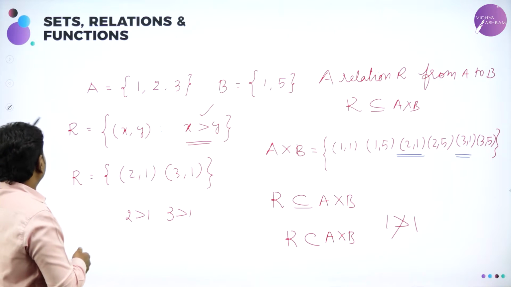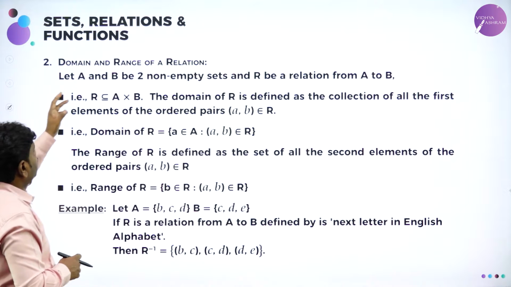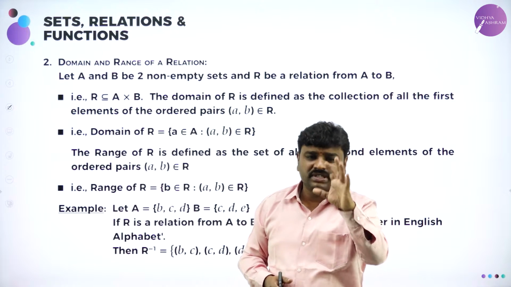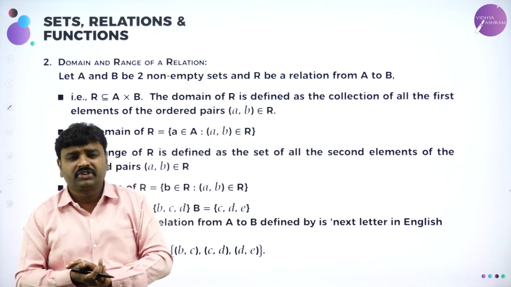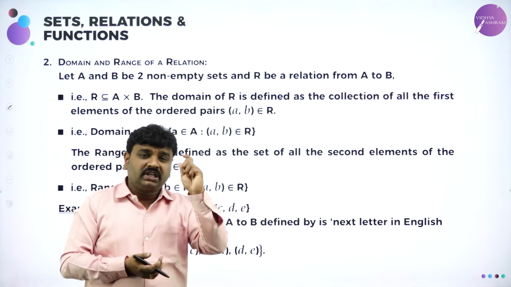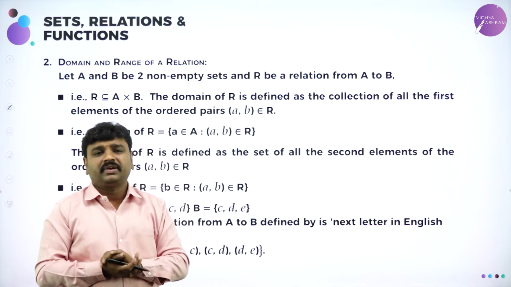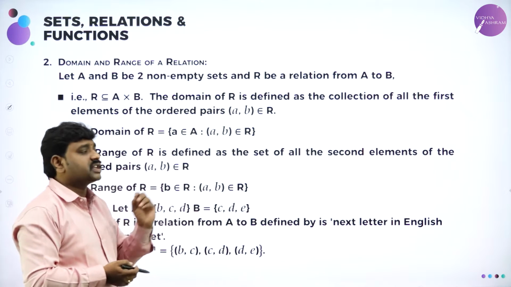Now we will go ahead with other concepts: domain and range of a relation. Domain is simple. First we'll write the relation. Set of all the first elements in the ordered pairs of the relation is the domain. And then we'll write range. Range means set of all second elements.